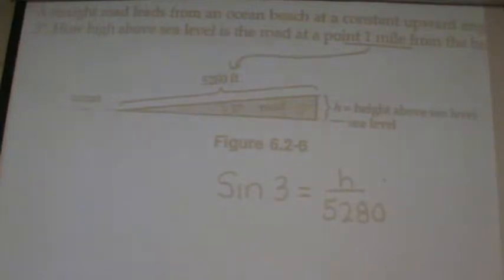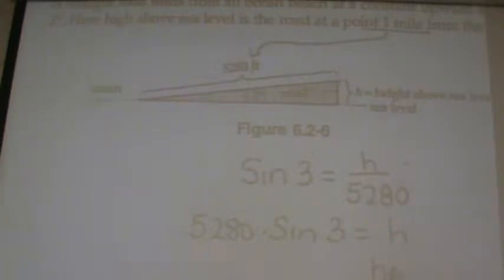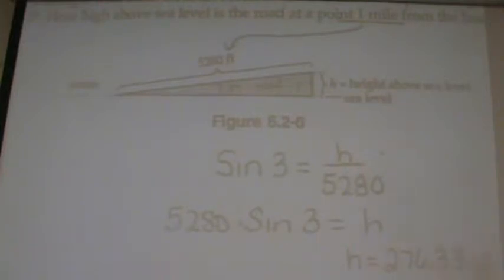How do you do this now? You're going to multiply. Make sure your calculator's in degree mode. So you're going to hit 5,280 times the sine of 3. And your answer, does anyone have it yet? Yep, 276.3. And that would be feet. Next one.